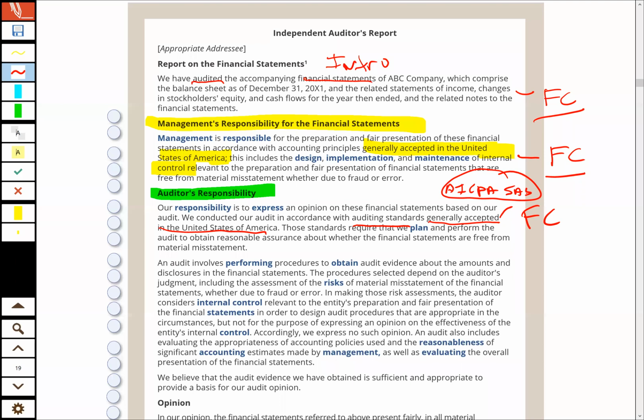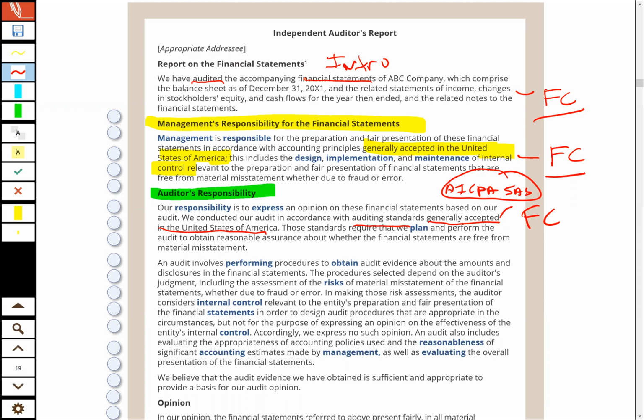Okay. Now, when I put FC, that's flashcard. I want you to flashcard and memorize that whole paragraph. The what I'm calling intro paragraph, just to tip you off that that's that first paragraph. The management responsibility paragraph, you're going to write the whole paragraph on the flashcard. The blank side will say, what is in the intro paragraph. Write all of that out. The second flashcard will say, what is the management responsibility paragraph. Write the whole thing out.